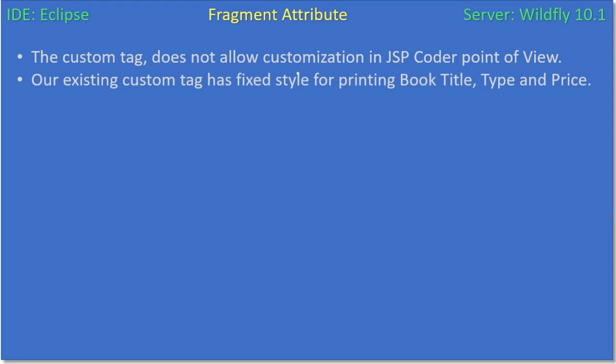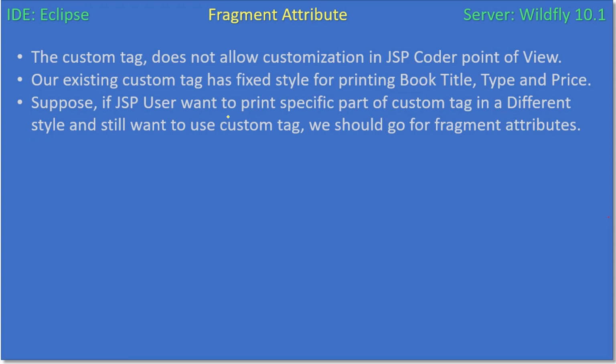But before that, if you see, our custom tag has a fixed style for printing the book title, type and price. This we saw in the previous example. Once they use the tag for printing the book title, type and price, the JSP coder can use the same standard in multiple pages.